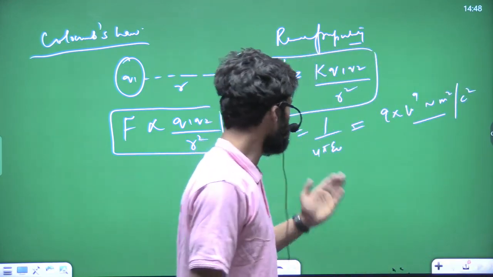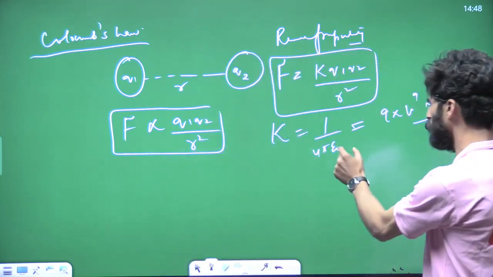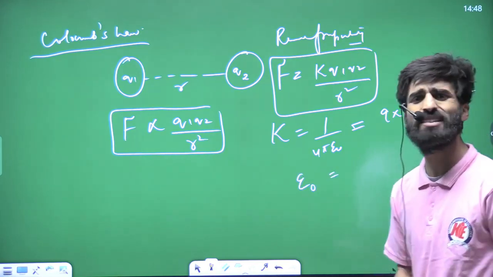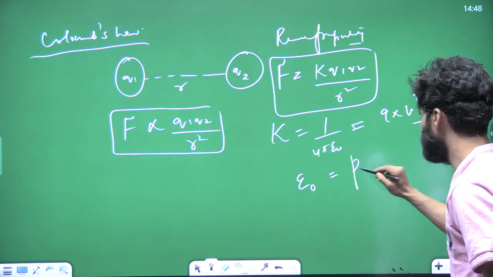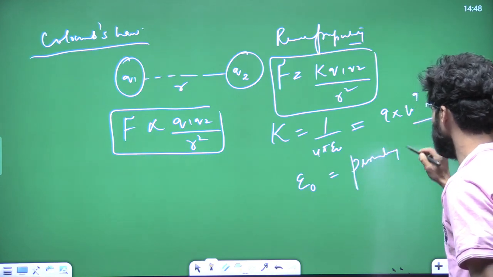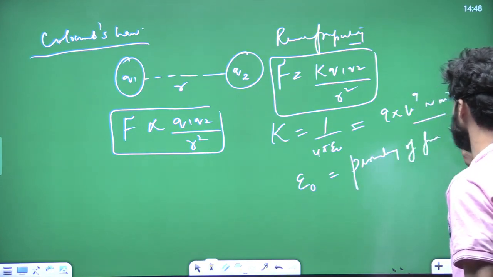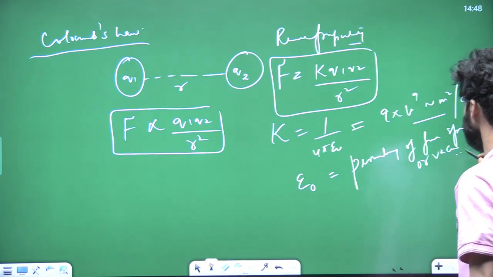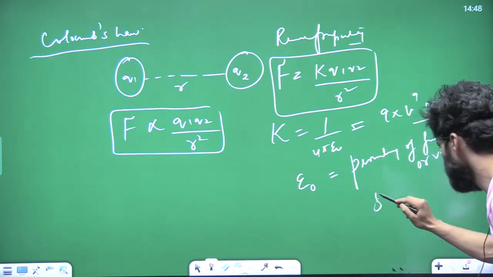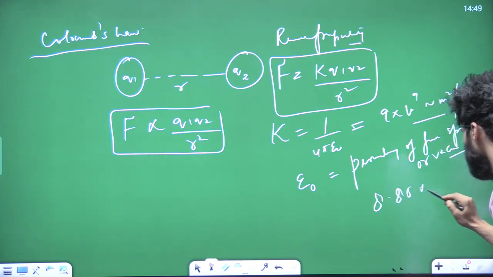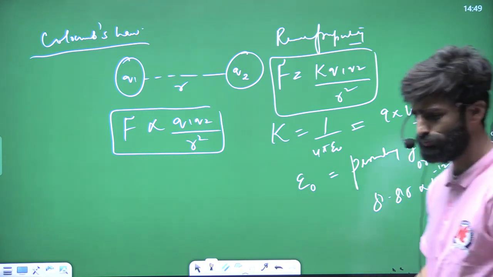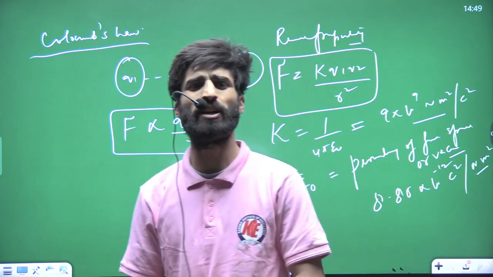Here 1 is the constant, 4 is the constant, and pi is the constant. We have epsilon. So what is epsilon? Epsilon is the permittivity of free space, or we say vacuum, whose value, be very clear, is 8.85 into 10 to the power minus 12 Coulomb square per Newton meter square. So this is just a statement of Coulomb's law.